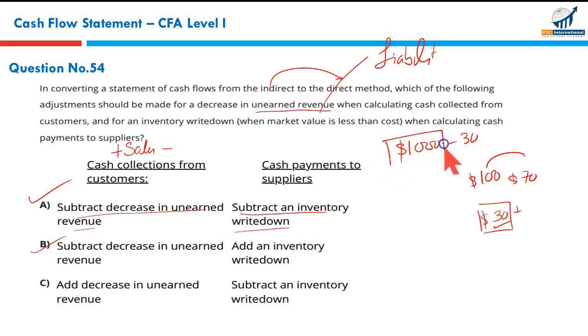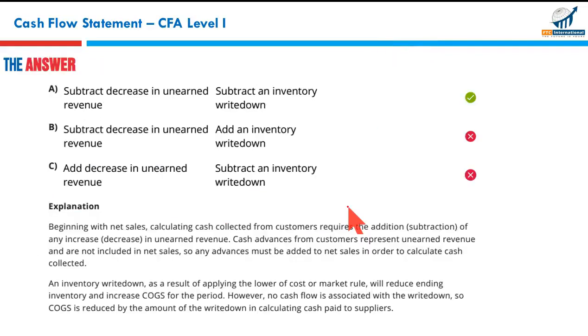Apparently, from the numbers, it would appear that we have paid 1,000 to our suppliers, but effectively out of this, a reduction of 30 has been caused by the inventory write-off. So we need to remove this effect from cash paid to suppliers so as to give it the right number. So we must subtract decrease in unearned revenue from sales or collection from customers, and we must reduce inventory write-off from cash paid to suppliers. So that makes A the correct option, and A it is.